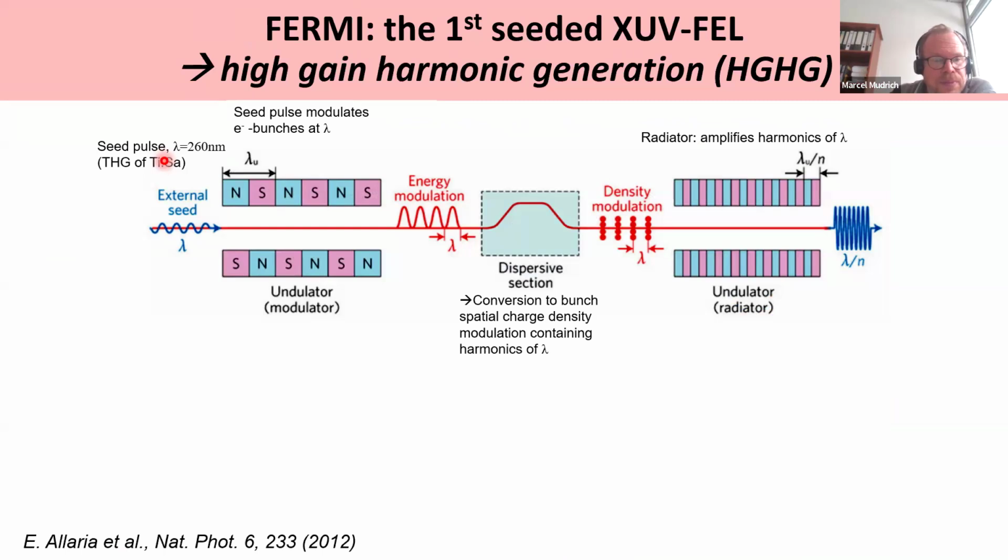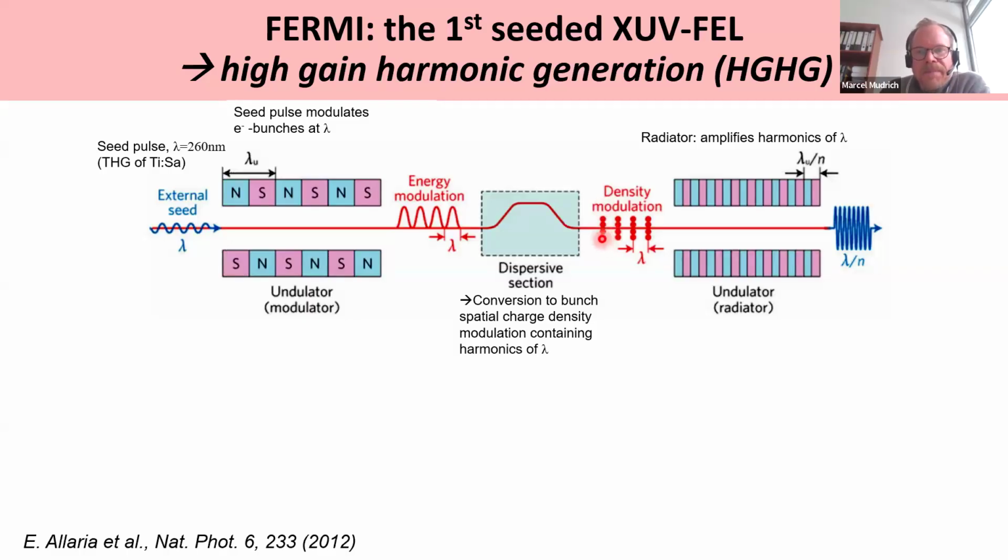And yeah, just to mention that nowadays actually this can be okay. No, wait, this is just another illustration. Okay, sorry, this is another illustration showing, for the example of a seed laser wavelength of 260 nanometers, the external seed is injected into the undulator, the first undulator that acts as a modulator. Then this induces energy modulations in the electron bunches going through this dispersive section. The energy modulations are converted into density modulations, meaning these microbunches are being formed.